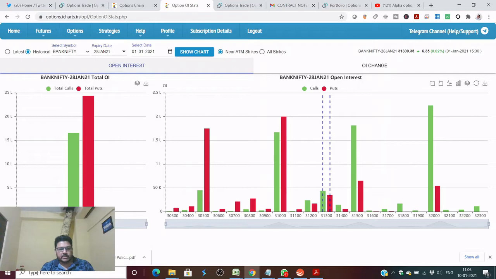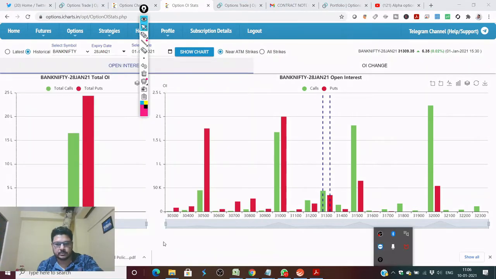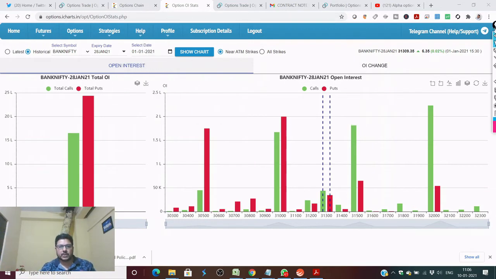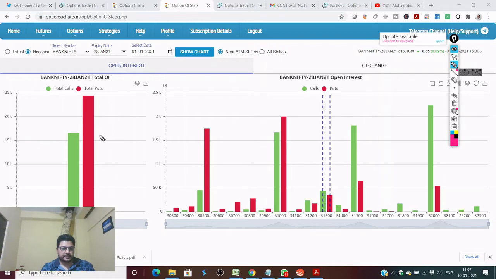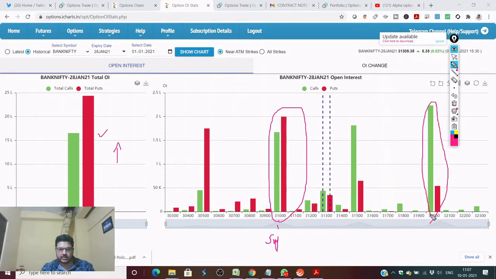Let me tell you. When put writing is happening, the direction of the market will be upwards. That means they are writing puts at this level, so this will act as a support for them. They are expecting the market not to go below this level, and they are writing heavily here. So they are expecting the market will not touch this level, so it can stay in this range. So this is the logic. We are expecting upward movement in the market looking at this data.